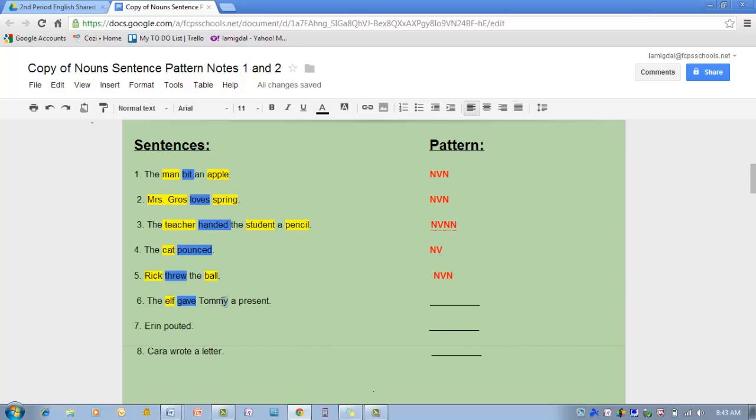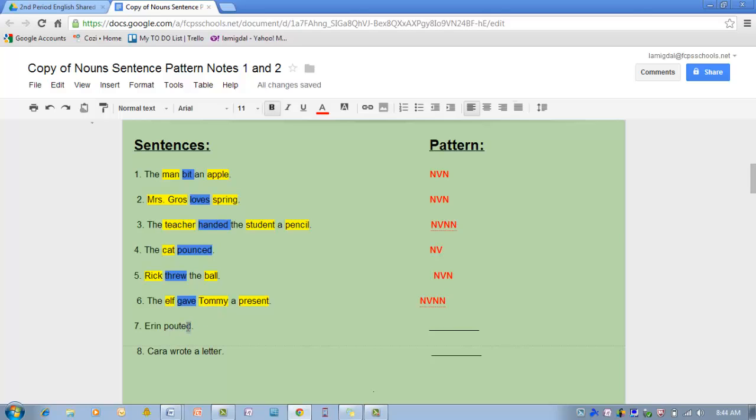And then after the verb is Tommy. Tommy's a person, so he's going to be a noun. I'm going to make him yellow. And then we have a present here, which is also a thing, so we know that's a noun. And that's going to be yellow. So I see N-V-N-N. So let me paste that here. I'm going to add another N.